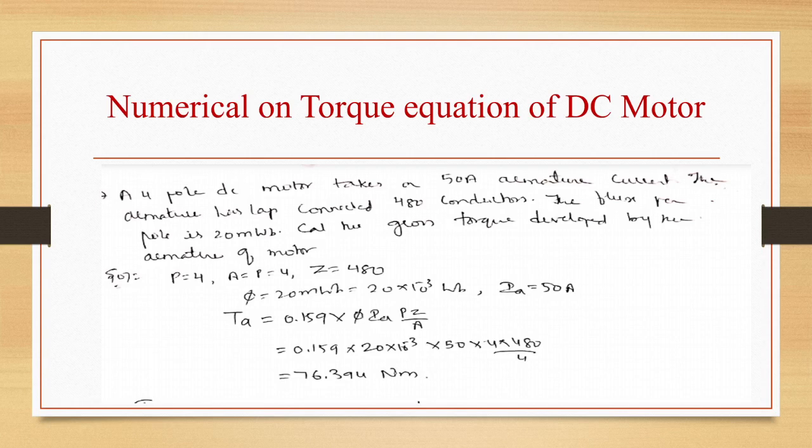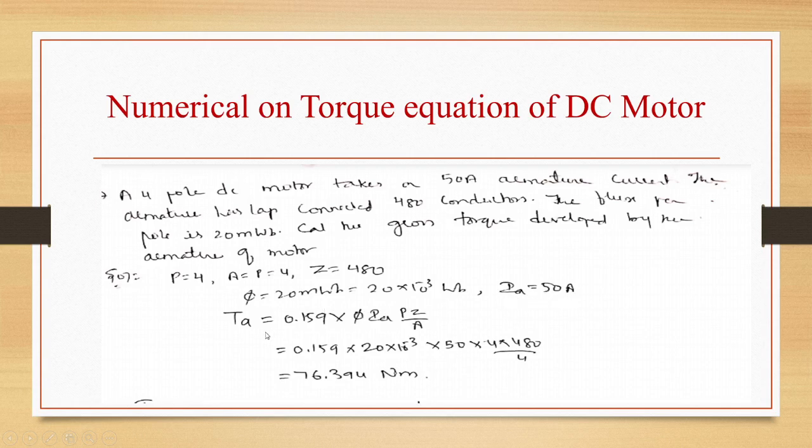So first of all, write the given data. Given P is equal to 4, and as this is a lap connected winding, for lap connection, number of parallel paths is equal to number of poles, and that is given as 4. Number of conductors, that is Z, is given as 480. Flux per pole is given as 20 milliweber. Milli is 10 power minus 3. So 20 into 10 power minus 3 webers. IA is the armature current, that is equal to 50 amps.